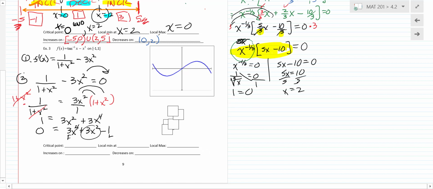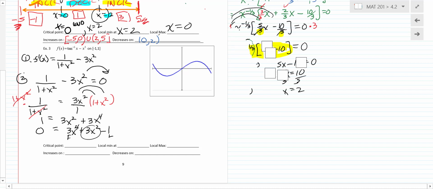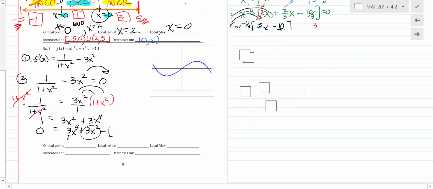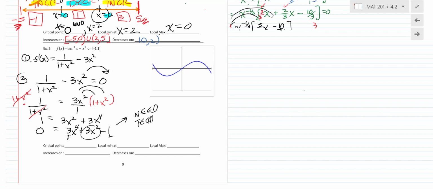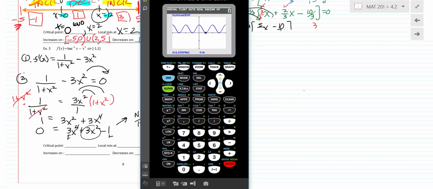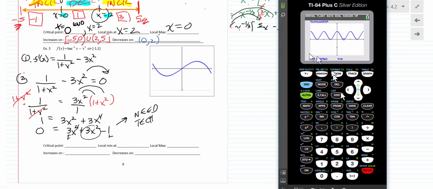So we're going to take a technological approach to this problem. Get your calculator out and let me show you how to handle this when this happens. To solve this equation, you really need technology. Get your calculator out and you can run through this with me, because this will happen every now and then.